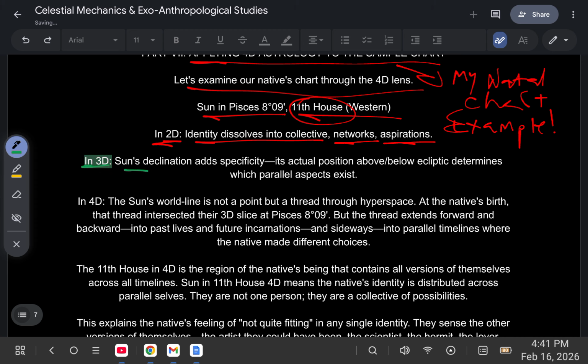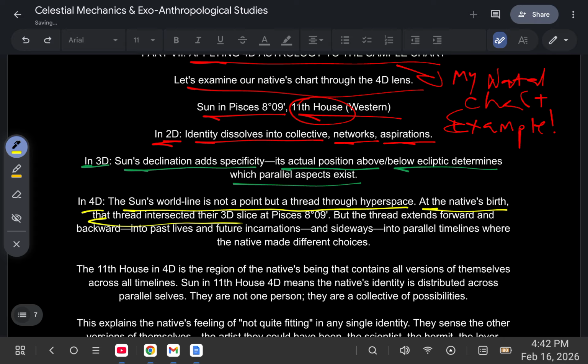In 3D, the Sun's declination adds specificity. Its actual position above or below the ecliptic determines which parallel aspects exist. In 4D, the Sun's world line is not a point but a thread through hyperspace. At the native's birth, that thread intersected their 3D slice at Pisces 8°09', but the thread extends forward and backward into past lives and future incarnations, and sideways into parallel timelines where the native made different choices.